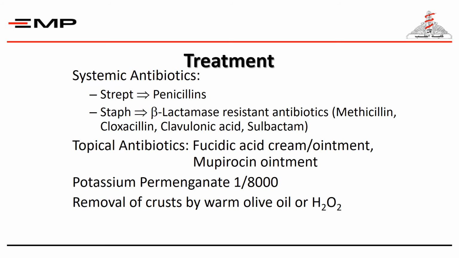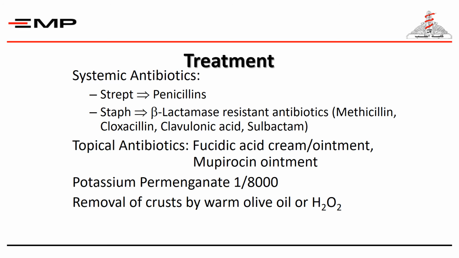And the topical antibiotics are usually used for mild conditions like impetigo contagiosum, for example, and they are either fusidic acid cream or ointment, or mupirocin ointment. If you have a crust, the crust should be removed first before the topical antibiotic can work. So we use either warm olive oil or hydrogen peroxide.